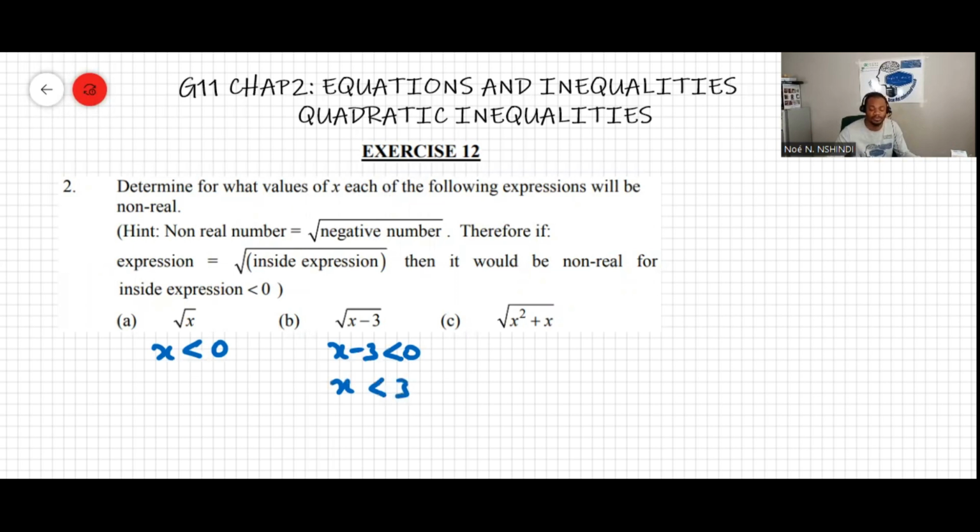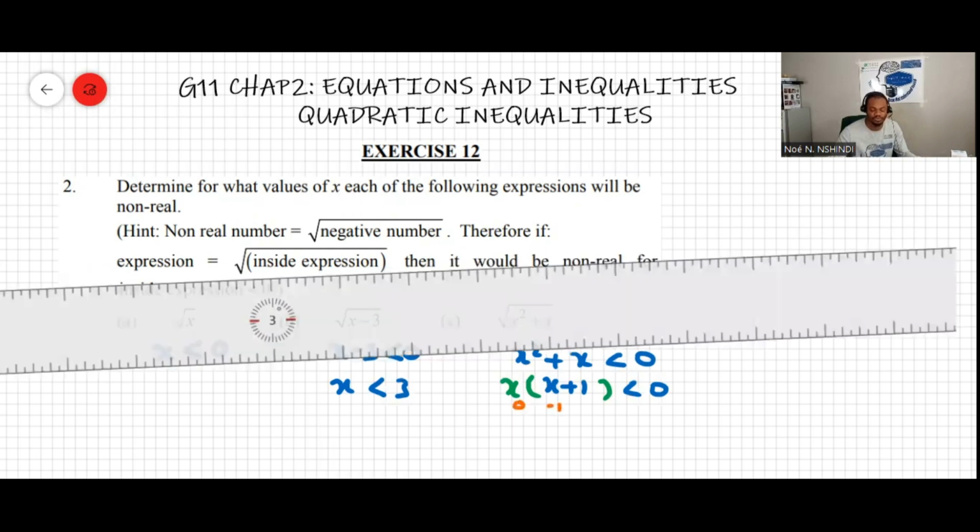And there, it's going to be non-real if x squared plus x is less than 0. Then we're going to check x for common factors. It's going to be x times x plus 1, less than 0. So this is possible. In this case, we need to draw the number line because the critical values here are 0 and -1.